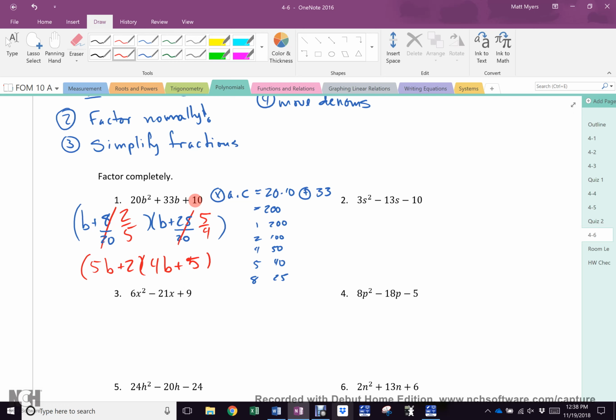What don't you like about 2? I don't like that 3. Can I get rid of it? No. Why not? Does that work? No. Does that work? No. So I got to do my move. I got to multiply to what? Negative 30. Why? I think a times c. That's my thinking. So I got to multiply to negative 30. What do I got to add to?